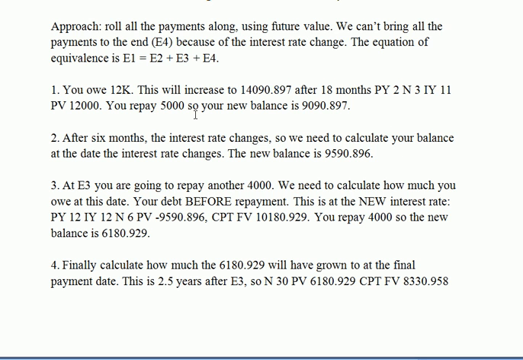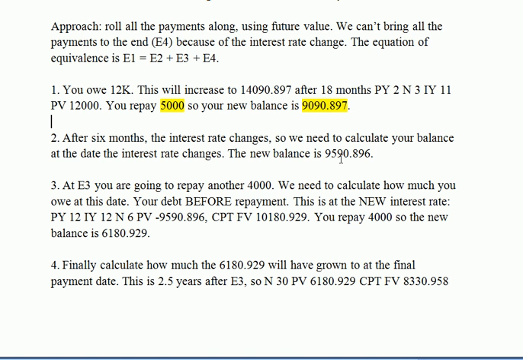So the first thing is you owe $12,000. We need to calculate how much you owe after 18 months. There's the PY is 2, N is 3, because it's 18 months with a PY of 2 makes the N is 3. So at that date you owe 14,090.897. You repay $5,000 on the same day. So by the time you go home for a cup of tea in the evening, your new balance is 9,090.987.